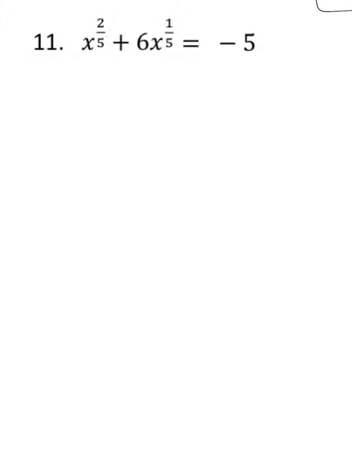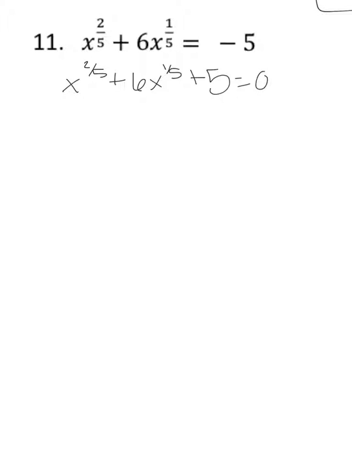So anytime I have something that looks like an x squared problem, I'm going to think quadratics. So I'm going to go ahead and get this set equal to 0. So I'm going to pull this -5 over to the other side and write our new problem.